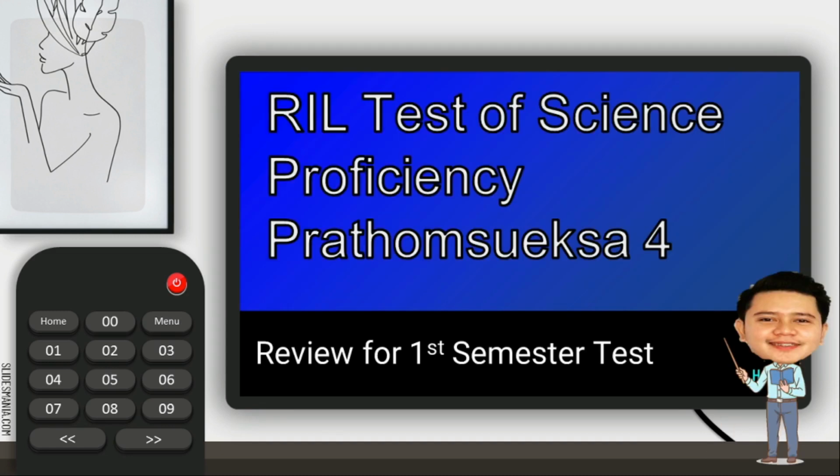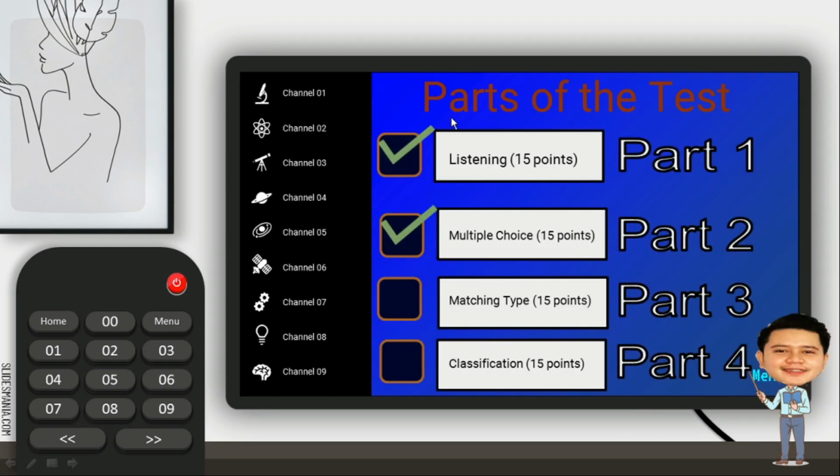So this week we have a test of Science Proficiency for Grade 4 or Pratom Suksa 4. This is a review for the first semester. Are you ready to learn now? So let's start! Let's go to the menu first.